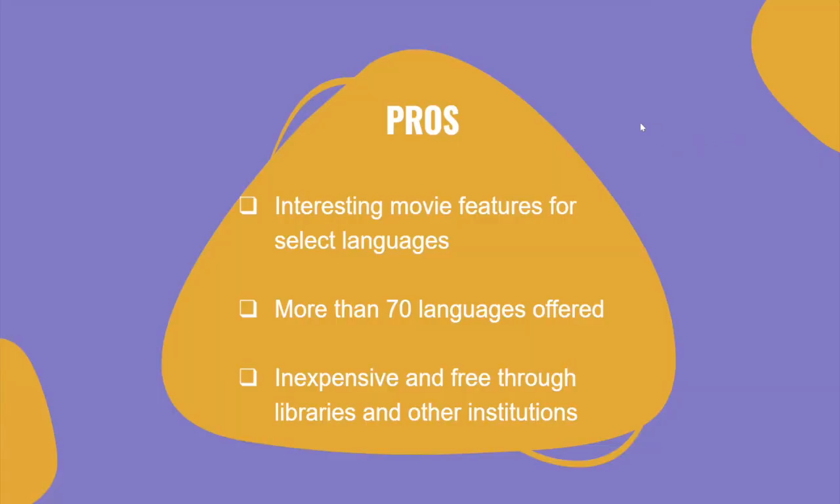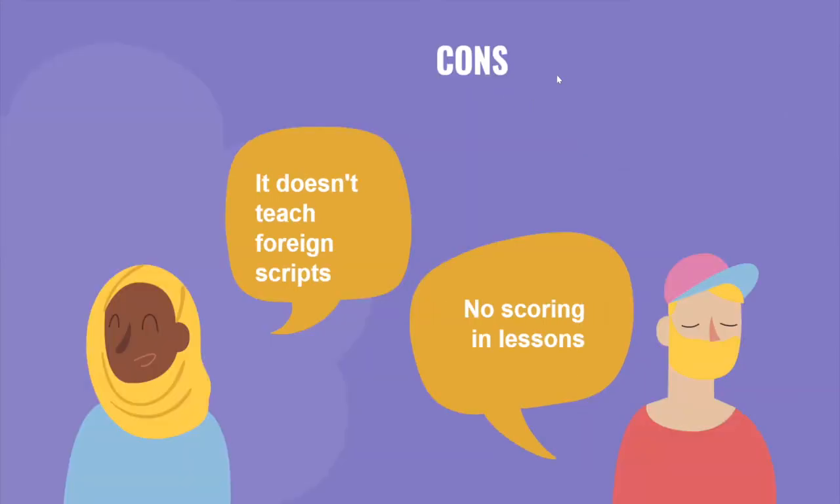So what are the pros of Mango Languages? Well, they have an interesting movie feature for select languages. They offer more than 70 languages. And it's inexpensive and free through libraries and other institutions. So what are some cons? Well, first off, it doesn't teach foreign scripts and there's no scoring in lessons.